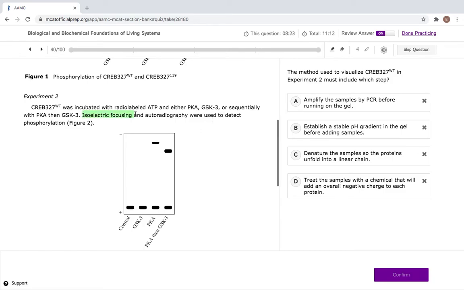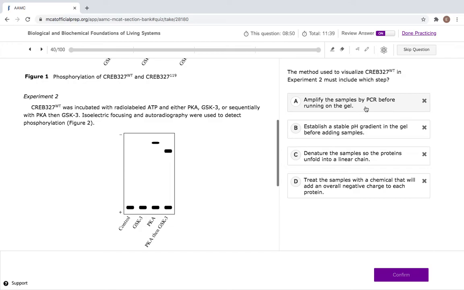Isoelectric focusing. This is kind of a pseudo discrete question. You got to know your background content here. You got to know your isoelectric focusing, your protein separation techniques, your anion, cation exchange, SDS-PAGE, electrophoresis, all that stuff. That's all high yield stuff. So this question's like, okay, what's isoelectric focusing?